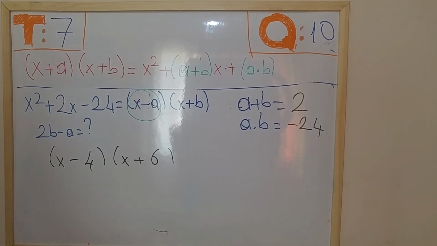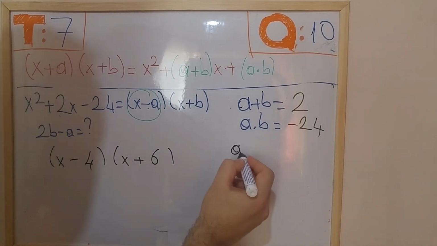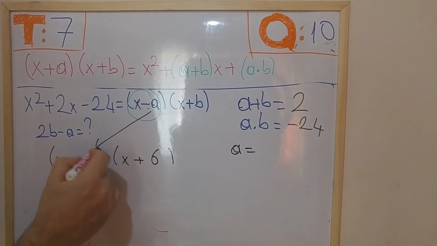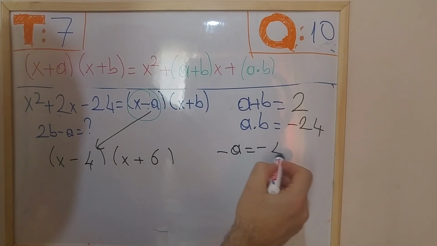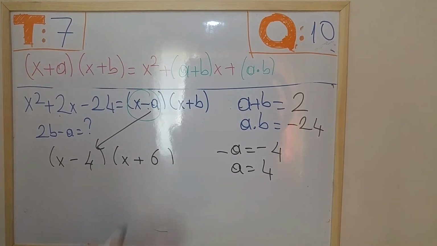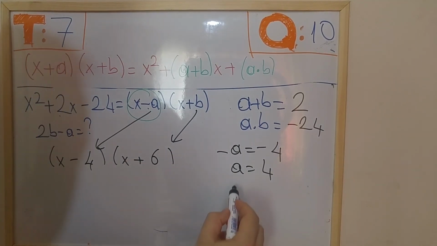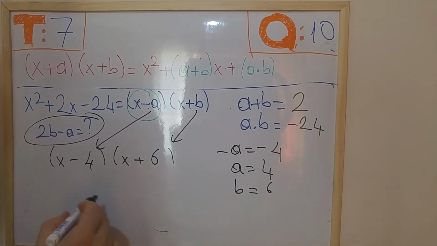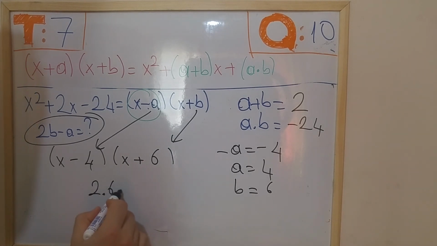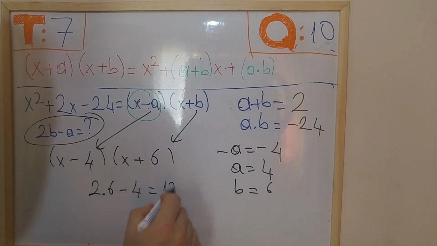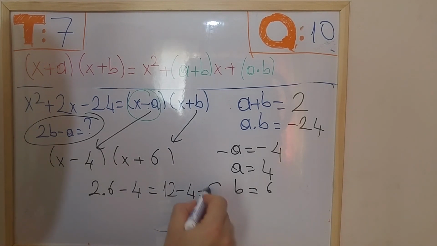And here we reach that a is equal to, do not forget that minus a here is equal to minus 4. Therefore, we have a is equal to 4. And plus b here is equal to 6, so b is equal to 6. And the rest is straightforward. Let's do this. 2b minus a is equal to 2 times 6 minus 4, which is equal to 12 minus 4, which is equal to 8.